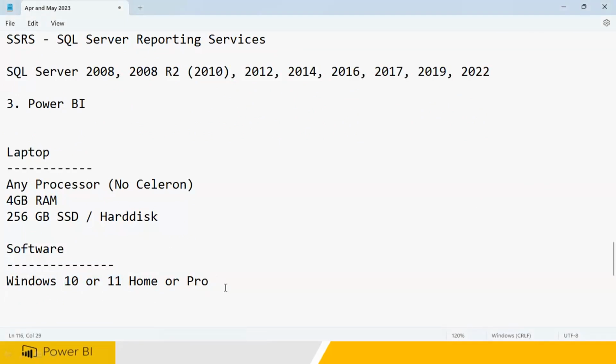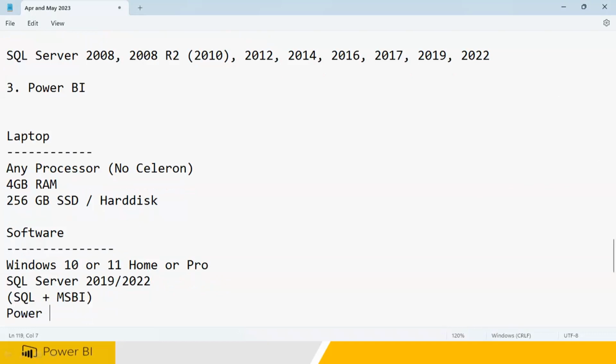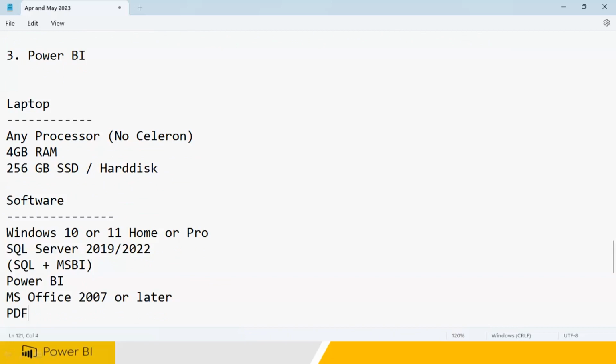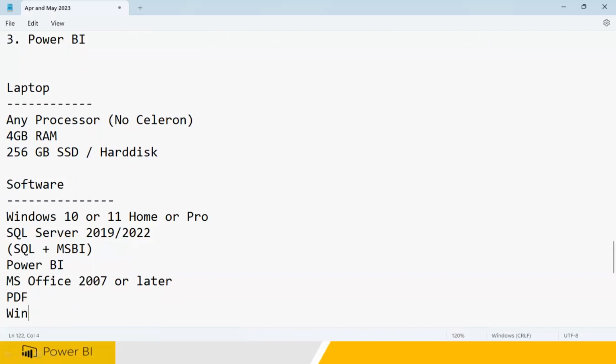So what software will I give you? I will give you SQL Server 2019 or 2020 software. In that, SQL Server will come and MSBI also will come. Then Power BI software I'll be giving and installing. You need to compulsorily install MS Office 2007 or any later version, that is sufficient. And a PDF reader and WinZip or WinRAR for zipping purposes. You can ask your hardware engineer to install all of them.